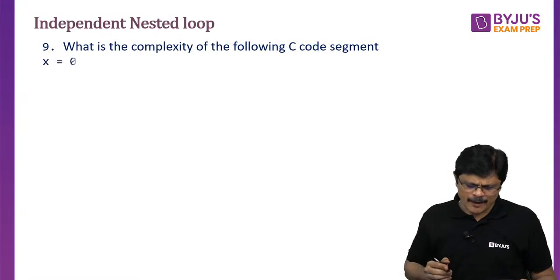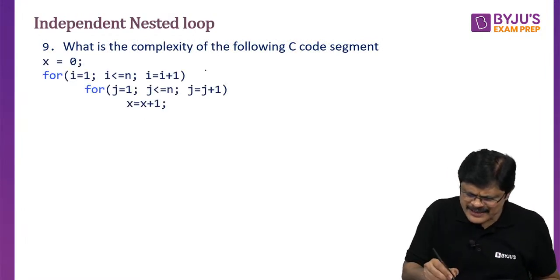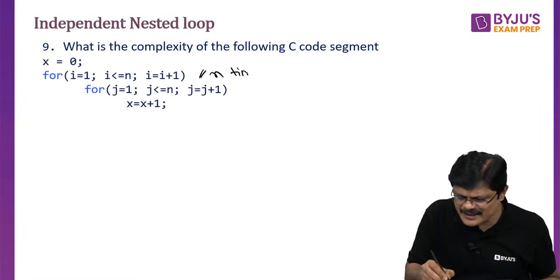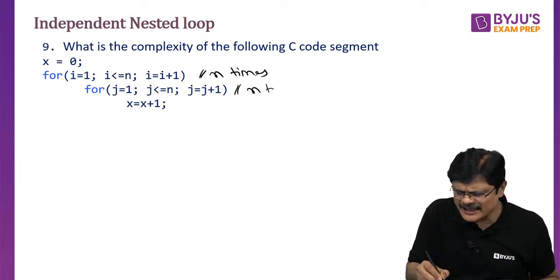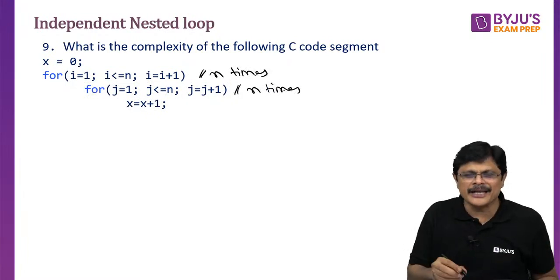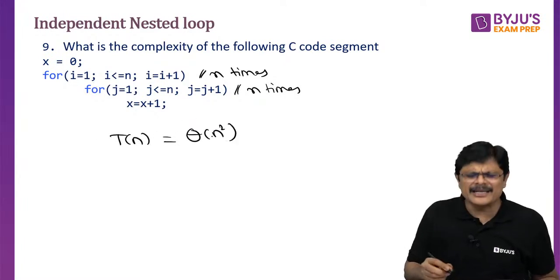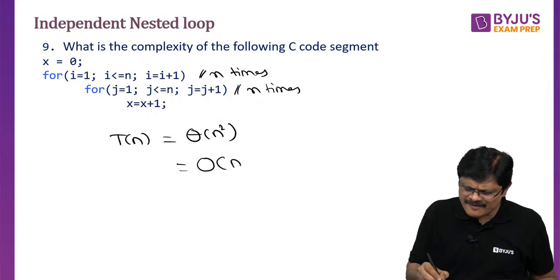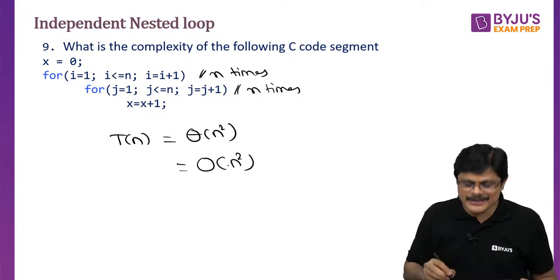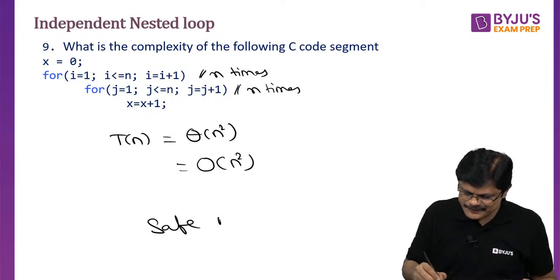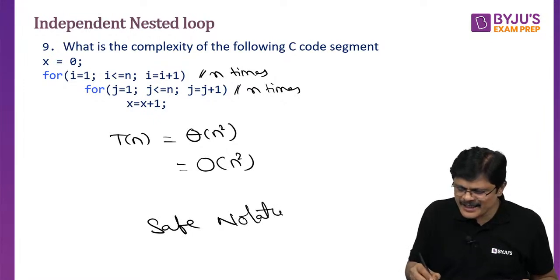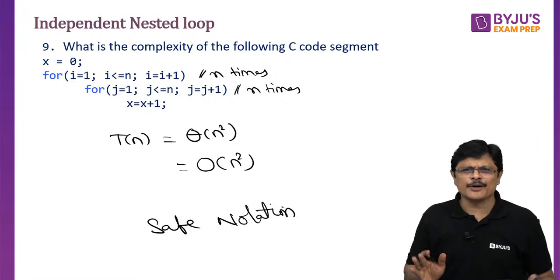Of course, the same problem, sorry. Of course, in this case, you can simply say n times. See quickly how you solve in the examination, sir. N times, and you say n into n, n square. So theta, Tn is equal to theta n square. But I generally see people always write big O of n square for this. As I told you, big O is the safe notation. Big O is the safe notation. Yes, there is nothing wrong.